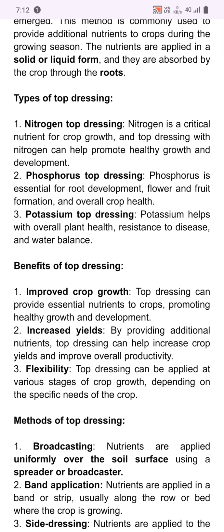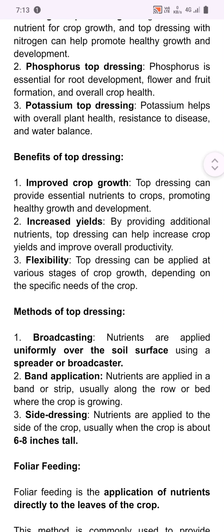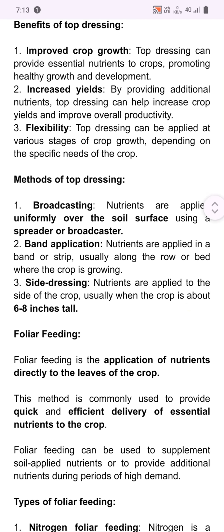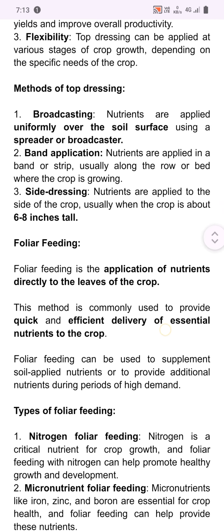Potassium top dressing. Potassium helps with overall plant health, resistance to diseases, and water balance. Benefits of top dressing: improved crop health. Top dressing can provide essential nutrients to crops, promoting healthy growth and development. Increased yields. By providing additional nutrients, top dressing can help increase crop yields and improve overall productivity. Flexibility. Top dressing can be applied at various stages of the crop growth depending upon the specific needs of the crop.